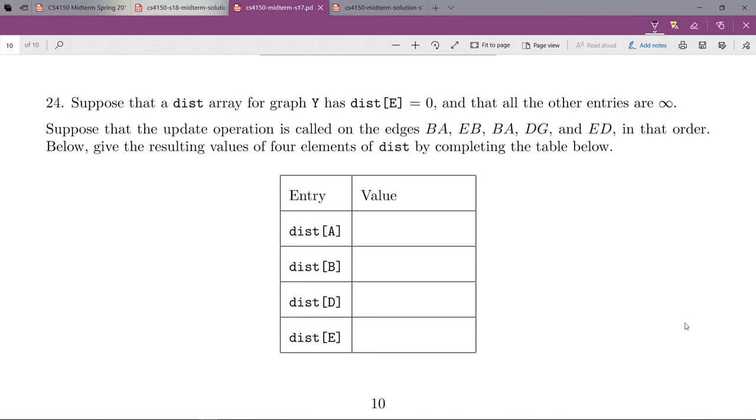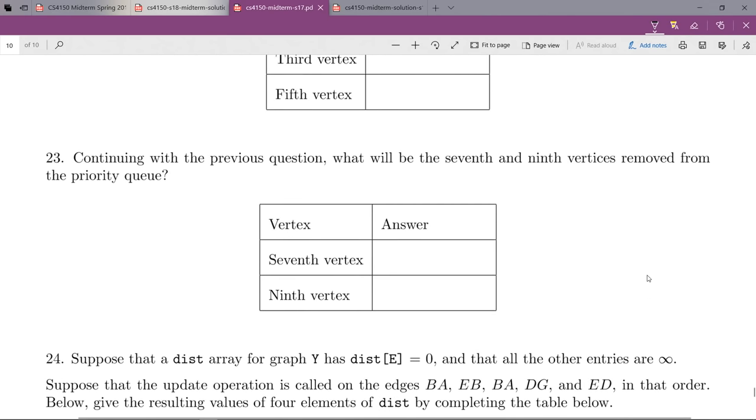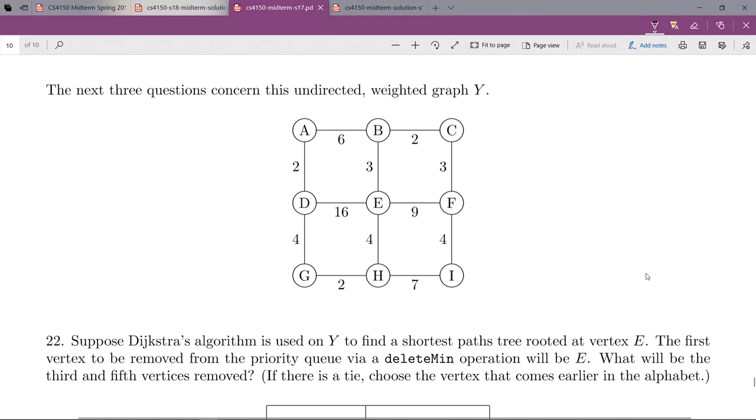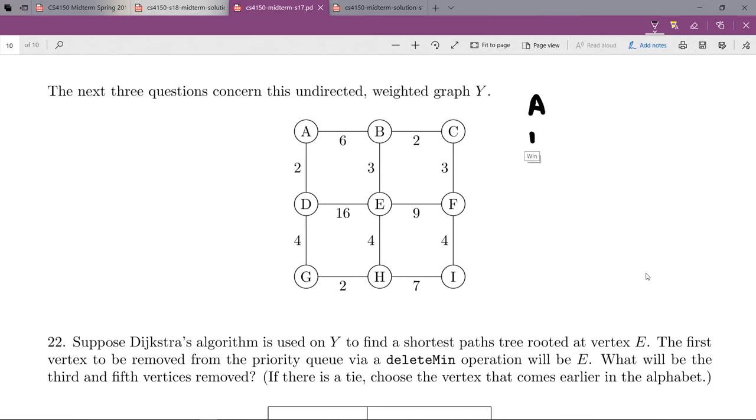Okay, let me read it. The problem is you've got to look at the graph up there. So we know that the distance of E is 0, and then we update the edges in that order: BA, EB, BA, DG, and ED. You'll have to tell me what order to do the updates in. So let's make a table here. I said E was 0, is that what I said? Yeah. And we'll assume the ones that are blank are infinite. So what edge do we update first?